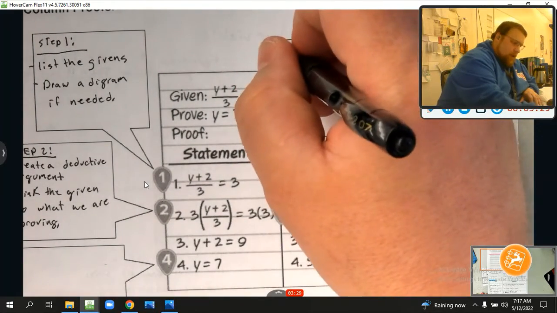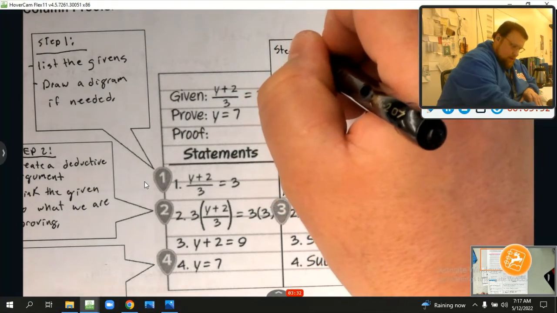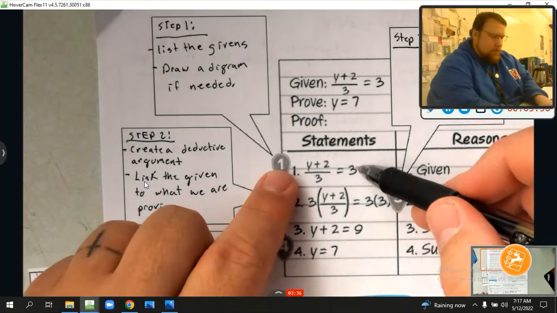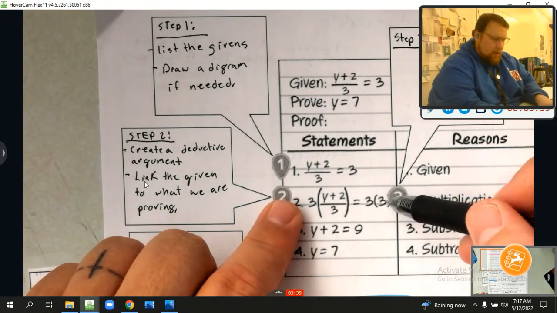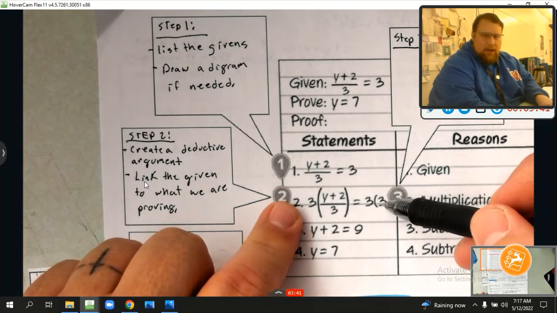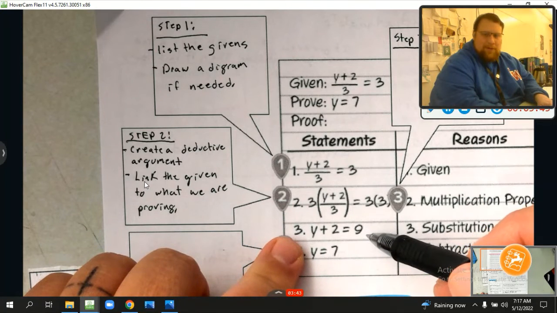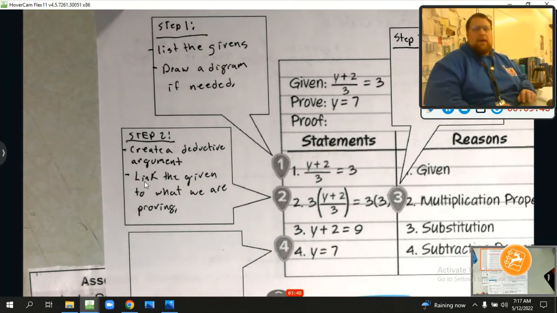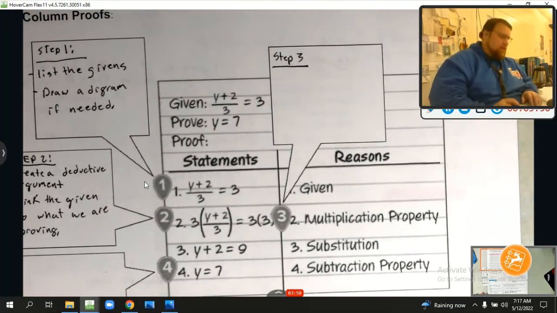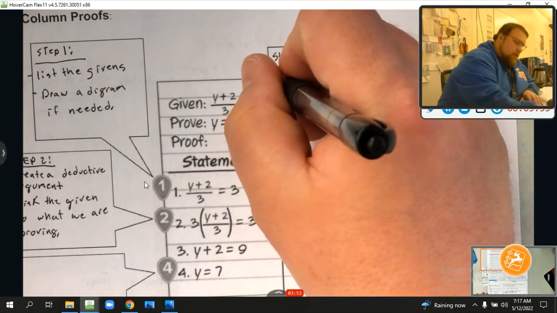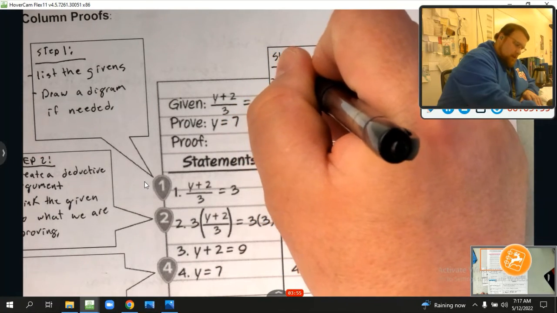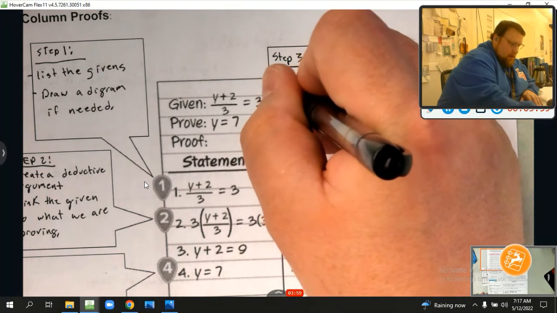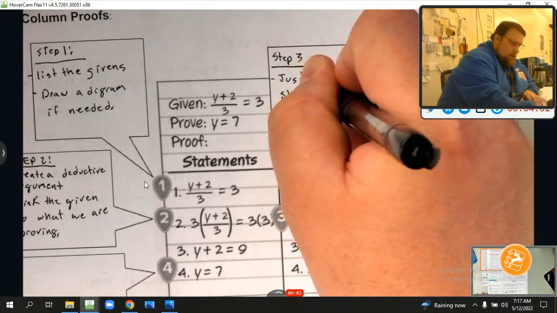Before we do that, I want to look at step 2. What do we do to solve this? What would we normally do? We'd multiply both sides by 3 to get rid of the denominator. When we do that, we're left with y + 2 = 9. Then we'd subtract 2 from each side to get y = 7. That's simple. We've done that before. But now we've got to give it a reason, and that's what step 3 is. Step 3 is justify each statement. That's the part we're not used to.